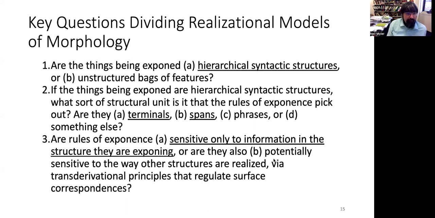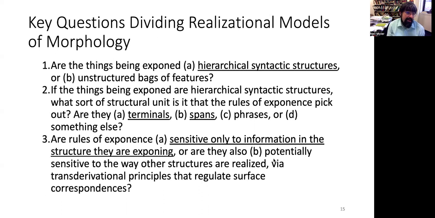My preferred answers to them are the underlined ones. So obviously, I think that the things being exponed are hierarchical syntactic structures. As for the targets of the rules, I have set my face definitively against the idea that those might be phrases. What I vacillate a little bit on is the question of whether they're always terminals or whether they're in fact spans. A span is a sequence of terminals, so a terminal is a trivial span. So B kind of subsumes A. I've gone back and forth on that, as you know, and that's not completely resolved in my mind yet, I will say.